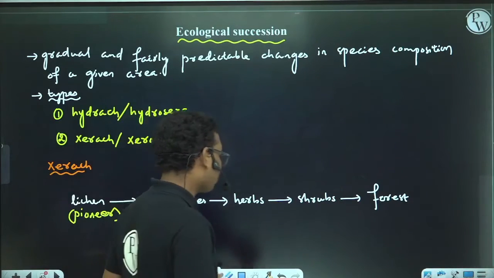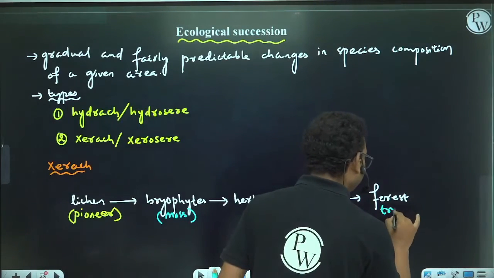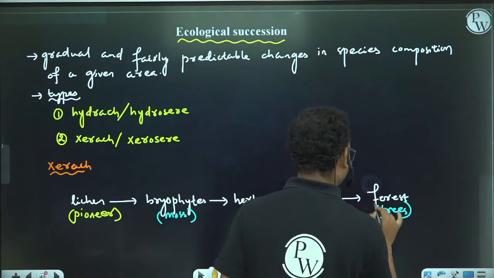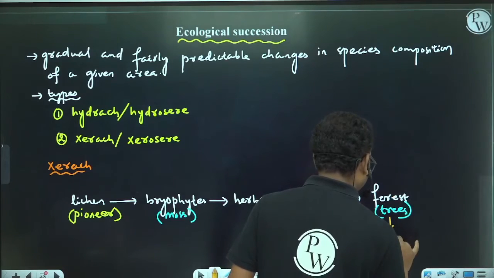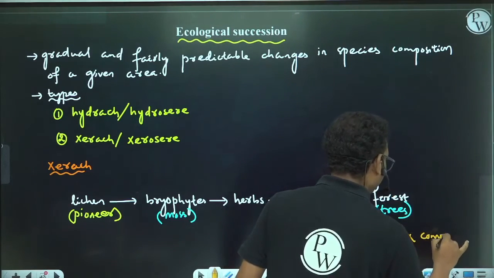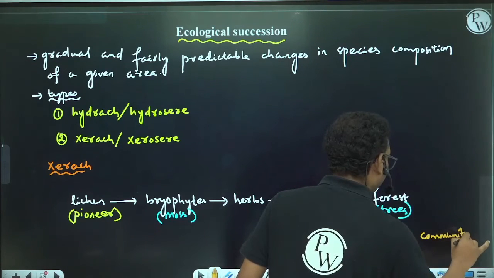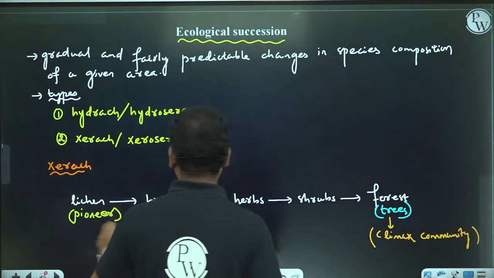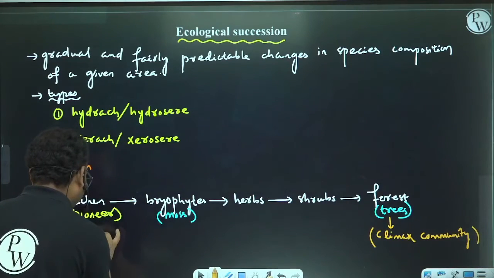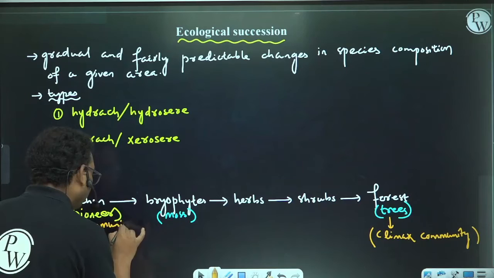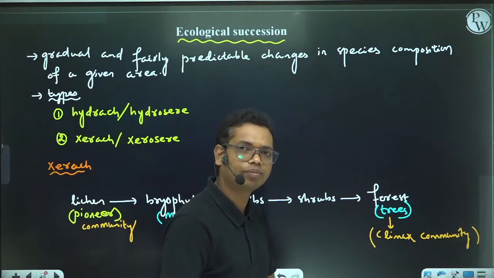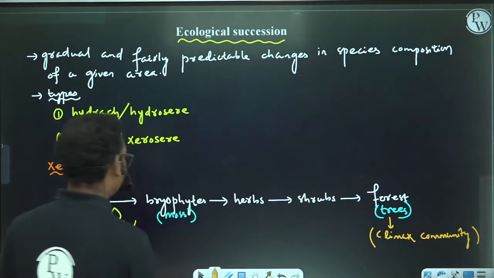So at the end I will get the trees, and this forest is now called the climax community. So the first community which develops during ecological succession is the pioneer community, and the last community is called the climax community. This climax community is more or less at an equilibrium state. And this sequence you have to remember.